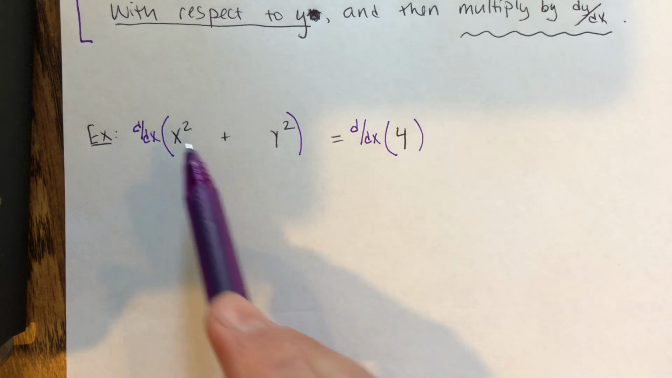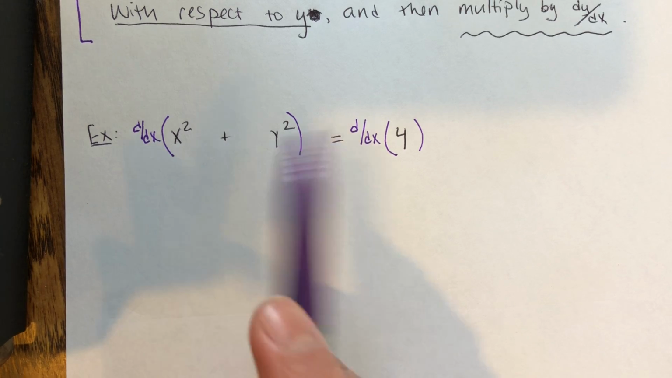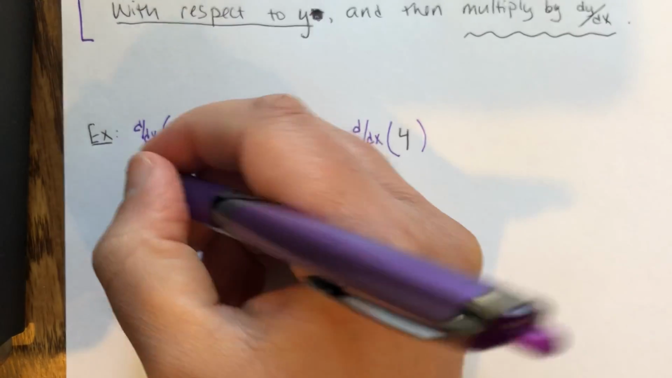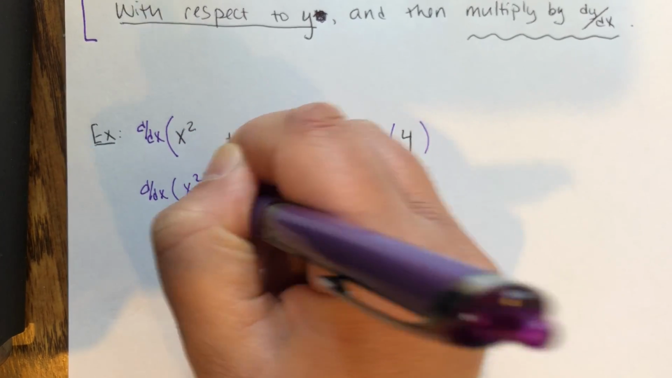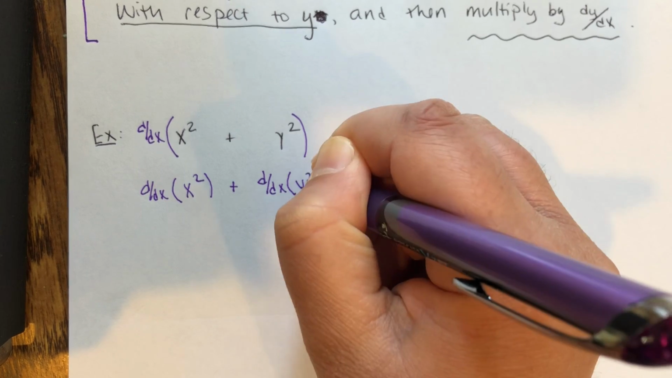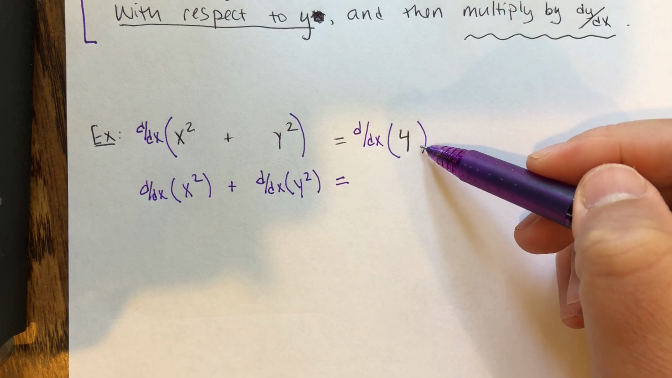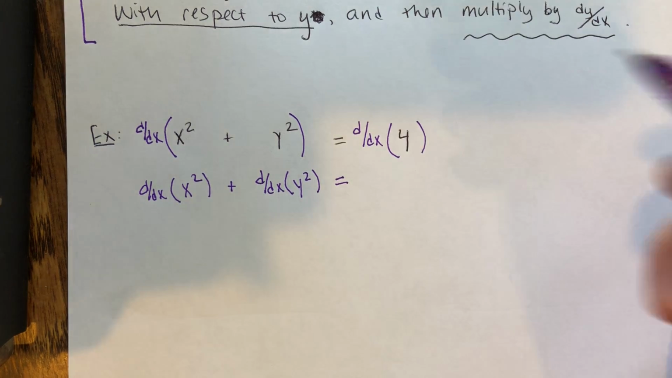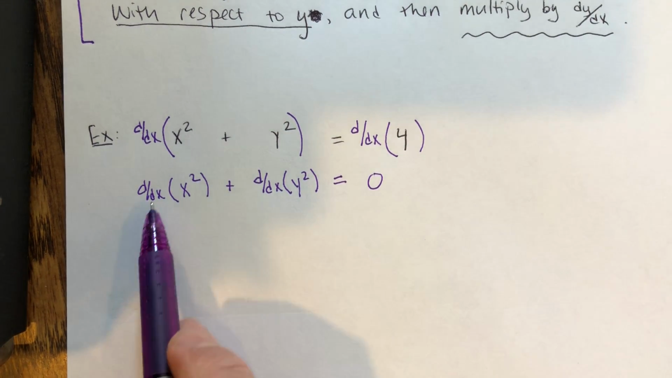Okay, and we know that when you're taking the derivative of two functions that are being added together, you can break it up into two separate derivatives. So we have the derivative with respect to x of x squared plus the derivative with respect to x of y squared, and that's going to be equal to the derivative with respect to x of the constant 4. Okay, the derivative of a constant is always 0, so that term's already gone. Now let's return to the left-hand side.